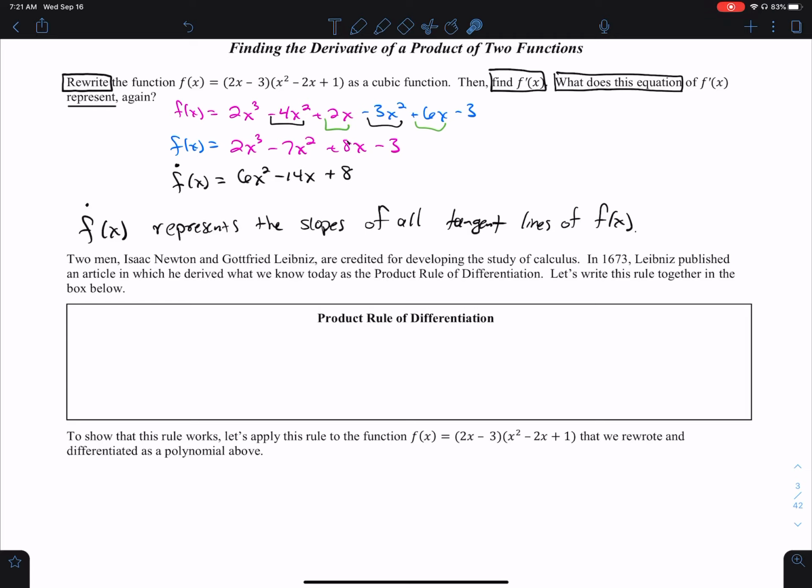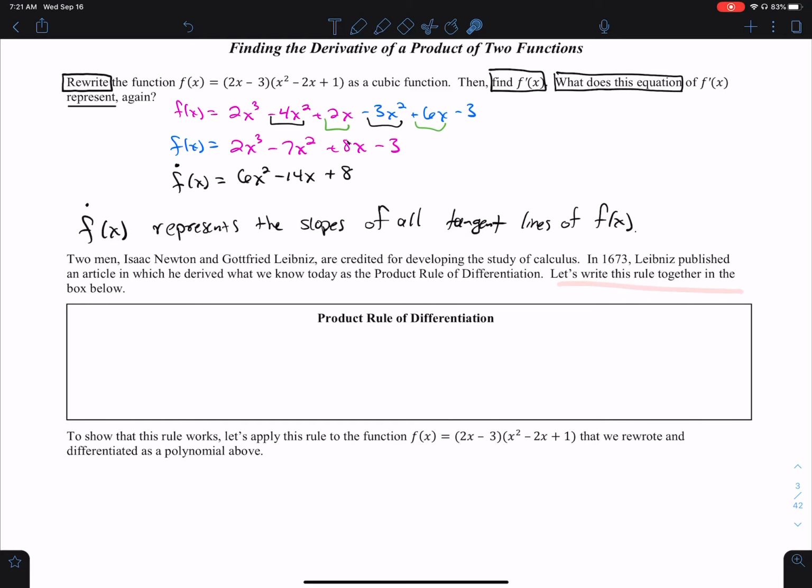In 1673, Leibniz published an article where he derived what is known today as the product rule of differentiation. Just a reminder, differentiation is just a different part of speech for the word derivative. Product rule means that you're multiplying two functions together. A function defined as part of the term has a variable, and then another part of the same term has a variable.